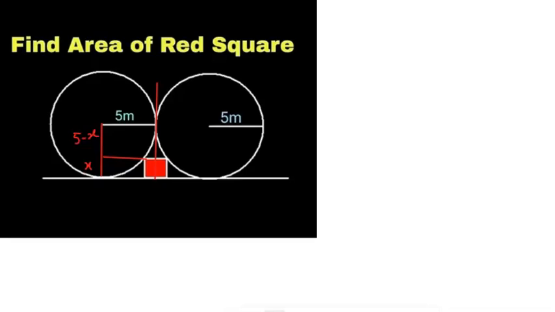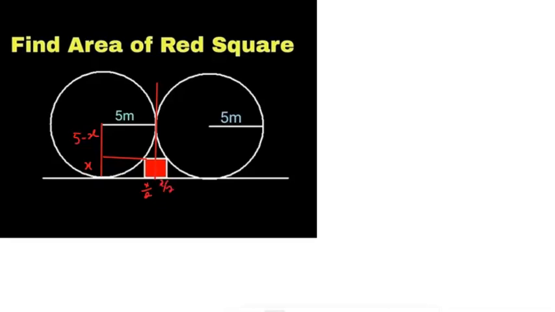Okay, so we can see this line divides this red square into two equal parts. Remember, each length or each side of this red square is x meters. So each length after dividing this is going to be x over 2, and this is going to be x over 2.